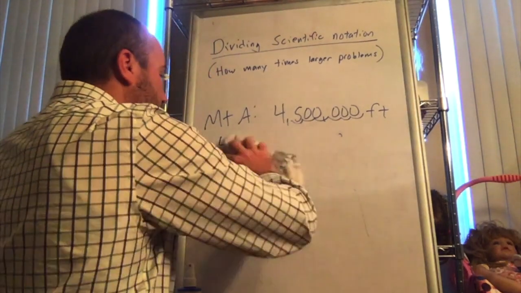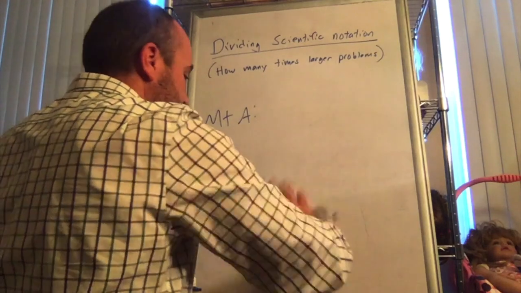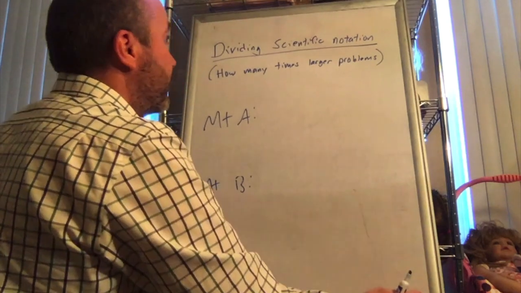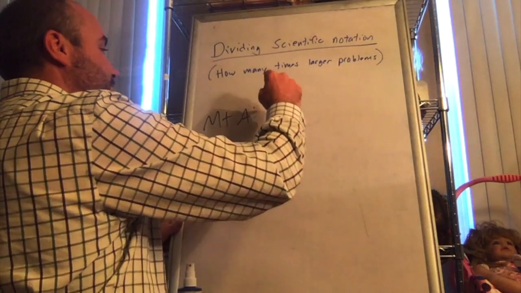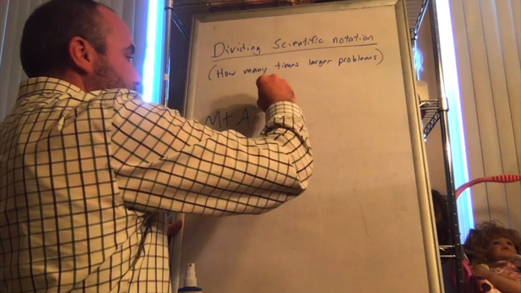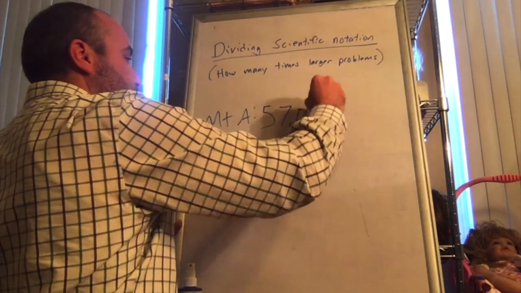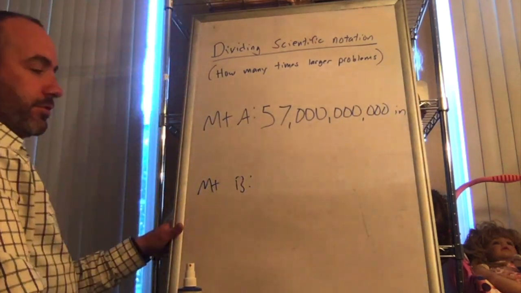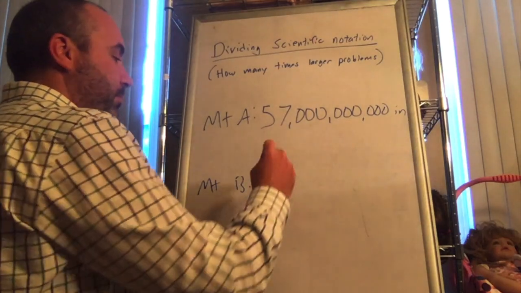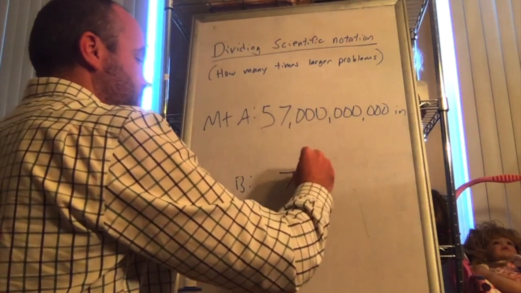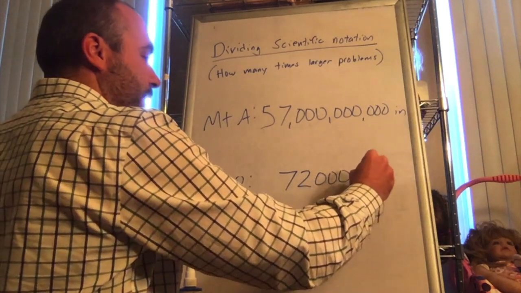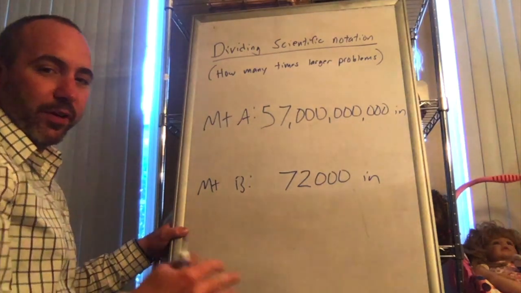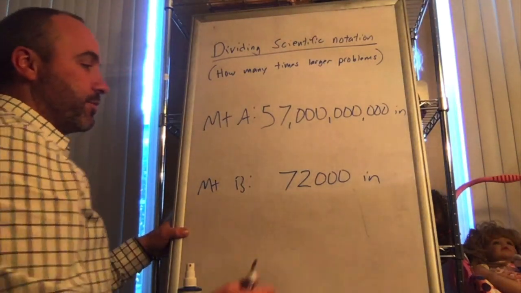All right, let's go one more problem. A little bit more advanced here. So now that I realize that 4.5 million feet is way too big, let's change it to inches here. We'll make it a lot of inches. 57 billion inches. All right, and then let's make mountain B, we'll say 72,000 inches. All right, so we could go ahead and divide these numbers if you want, but I really think it's easier to do this in scientific notation from the very beginning.